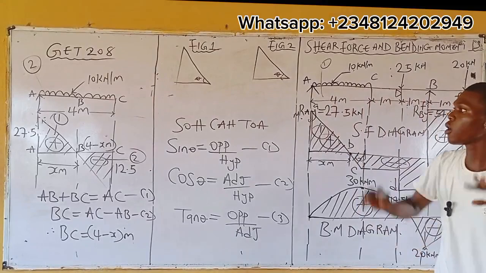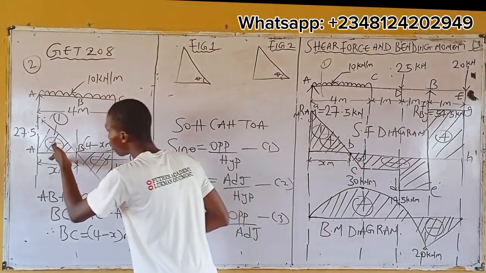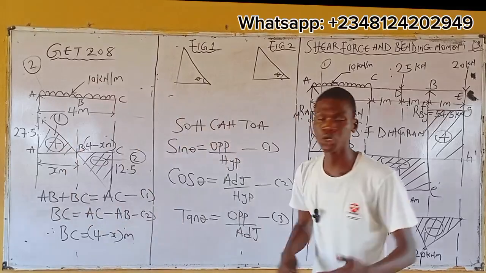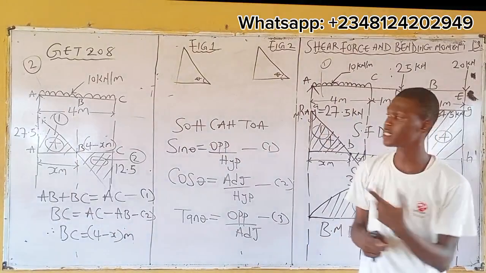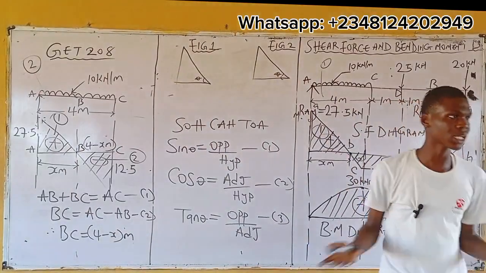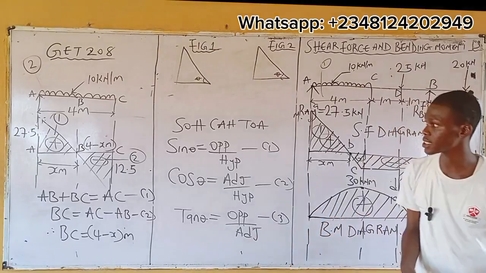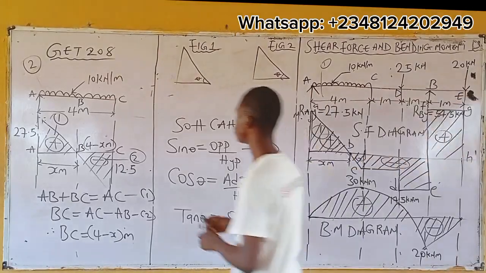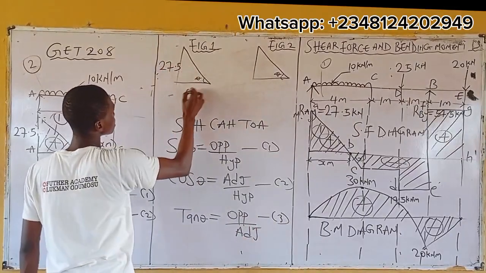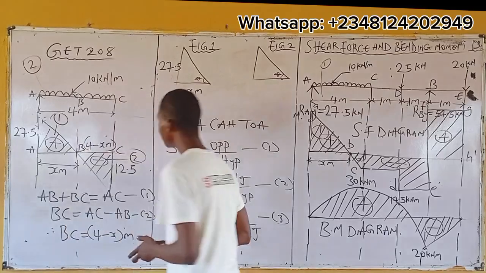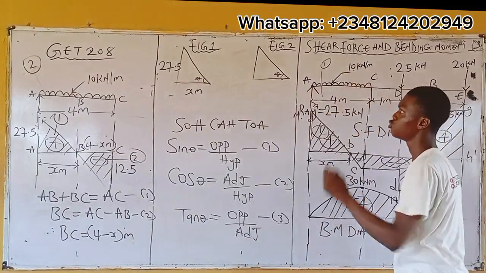Now, I want you to do this simple identification for me. From this figure 1, how many sides do you have? Do you have all the 3 sides? No, just 2 sides, right? And these 2 sides are opposite and adjacent. What's your opposite in this case? 27.5. What's your adjacent? x meter. So substitute: I have 27.5, then x meter.